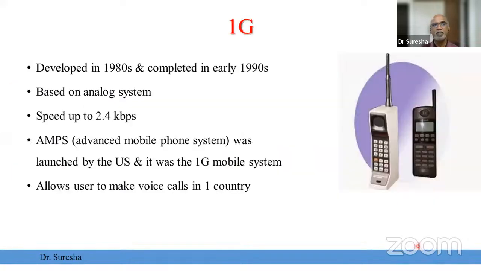These are self-explanatory slides. So 1G, the first generation, was developed in the 1980s and completed in the early 1980s, based on the analog system, with speed up to 2.4 kbps. Advanced Mobile Phone System was launched by the US. It was the 1G mobile system. It allows users to make voice calls in the country. These are the features of the 1G system.